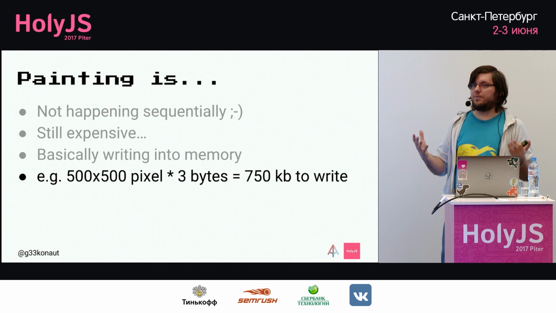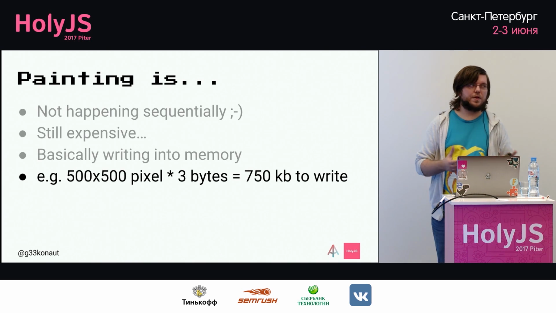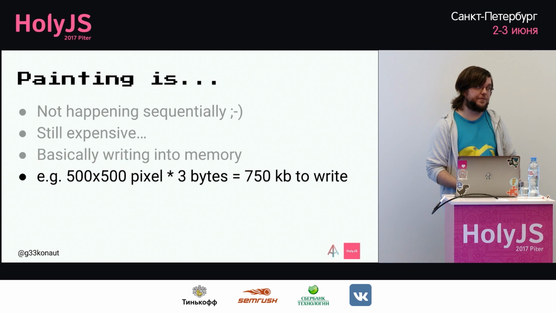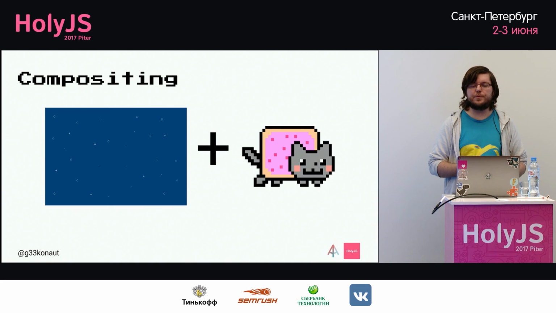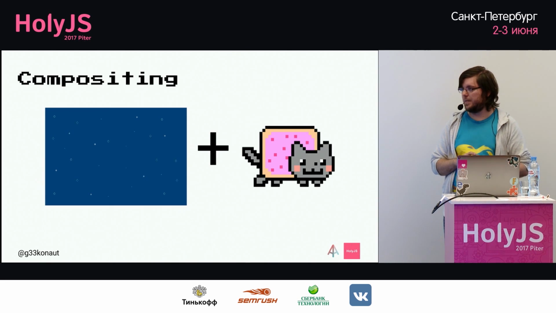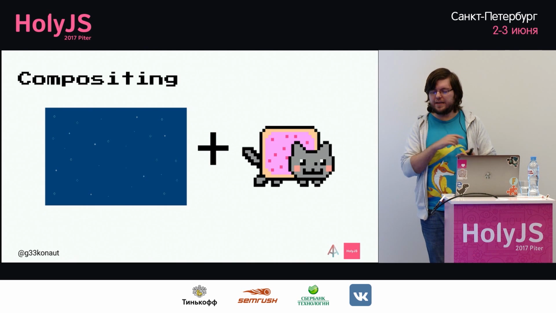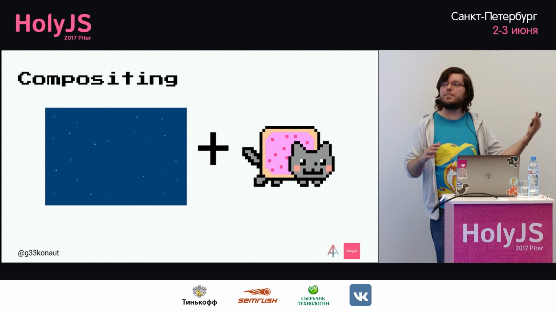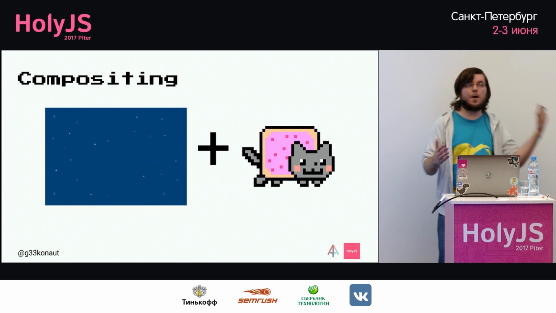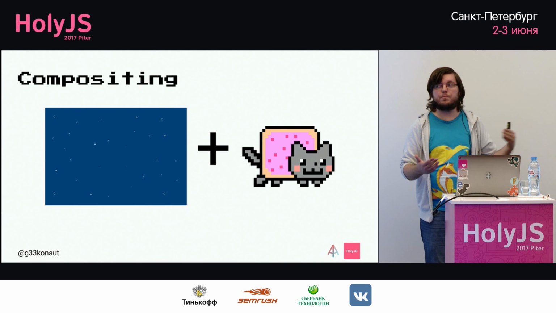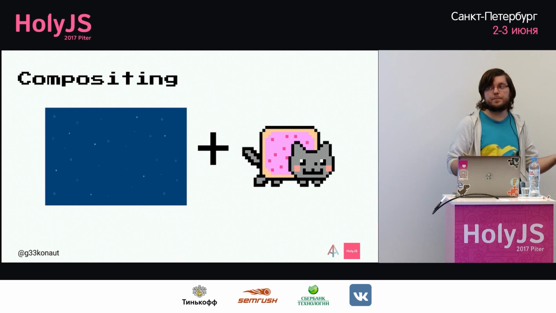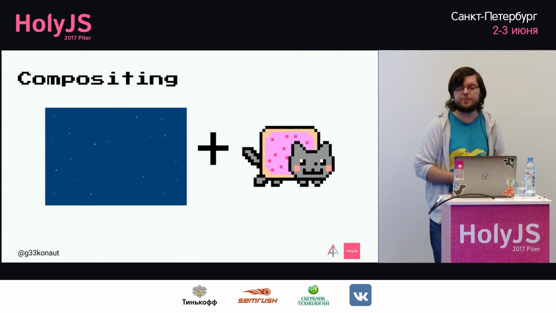Right, so basically you have to write a lot of data out, and you don't want to write a lot of data unless you really have to. So what you can do instead is you can composite things. So instead of rewriting all the pixels, what you do is you paint them once, and then you keep them somewhere in memory. And then you only copy the memory around real quick, because memory copying is relatively fast compared to actually writing new values into memory.